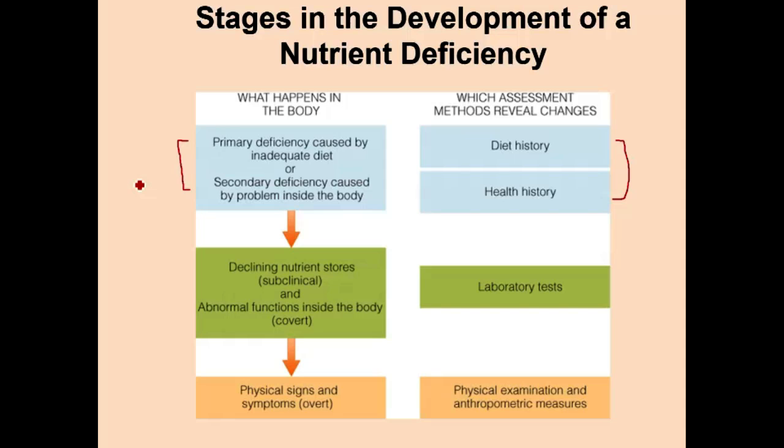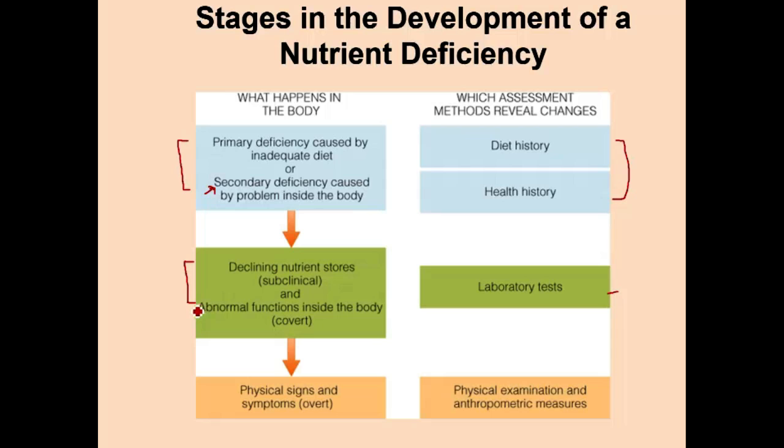As we go through this semester, you're going to find out that the liver is an important organ when it comes to nutrition. If somebody is experiencing liver problems, let's say cirrhosis of the liver, that can actually cause a secondary deficiency. It's not necessarily a deficiency of a nutrient, but there is something going on with an organ that is causing a secondary deficiency.